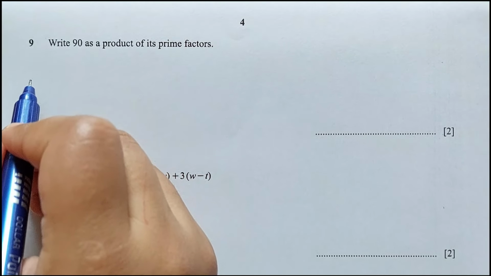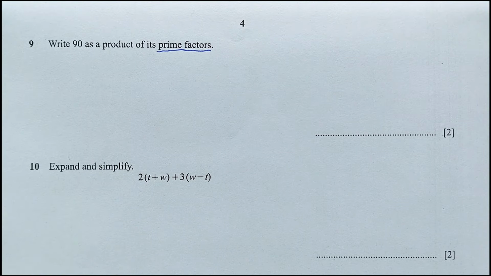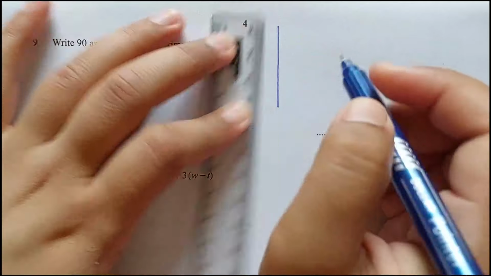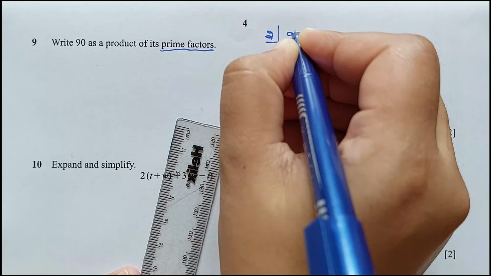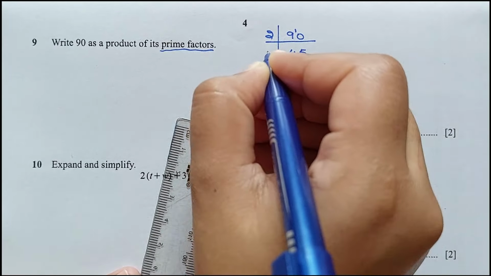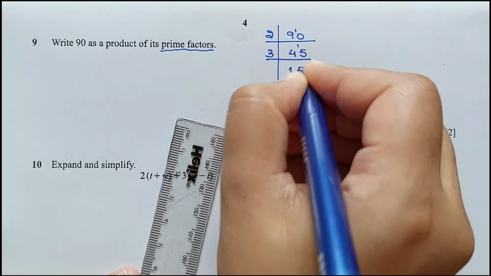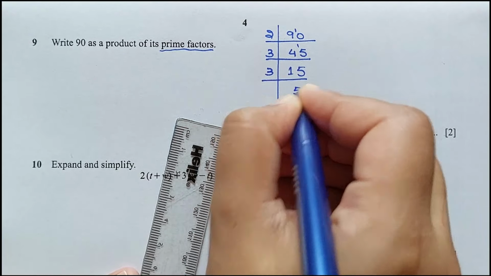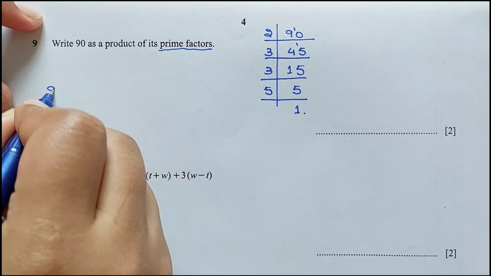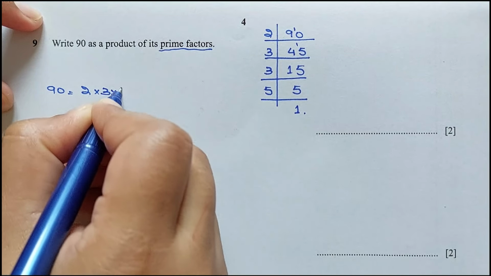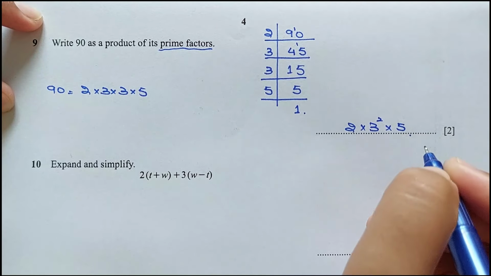Question number 9, write 90 as a product of its prime factors. We have to find the prime factorization of 90 basically. So let me write down the prime factors of 90 by dividing it with the prime numbers, starting with the 2. 2 times 4 is 8, 2 times 5 is 10, 90 divided by 2 is 45, and then we have 3. 3 times 1 is 3, and 3 times 5 is 15. 3 times 5 is 15, and 5 times 1 is 5. So the prime factorization of 90 is going to be 2 into 3 into 3 into 5. So 2 into 3 squared times 5. This is the prime factorization.